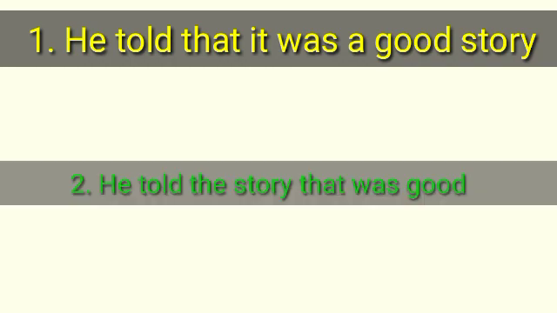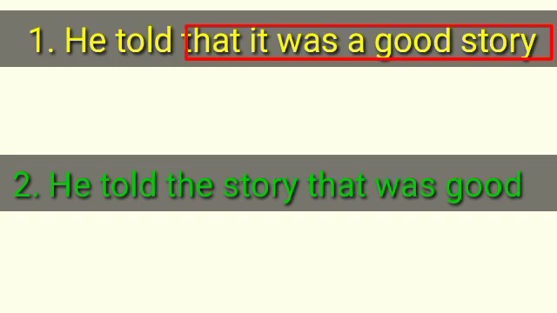Let's have a look at the second example. He told that it was a good story. And he told the story that was good. In the first example, he told that it was a good story, "that it was a good story" is again a nominal finite that clause because it functions as a noun in the sentence. For example, "that it was a good story" functions as an object of this sentence, and only a noun can function as an object of the sentence. Therefore, it becomes a nominal finite that clause, or noun finite that clause.